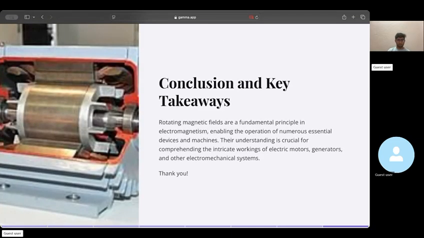So in conclusion, the principle of the rotation of the magnetic field can be used in many devices and machines today, as I've already mentioned, from fans and lights to industrial applications, daily usage, EVs, and many others. Therefore, this is very important, a very important contribution to the world.